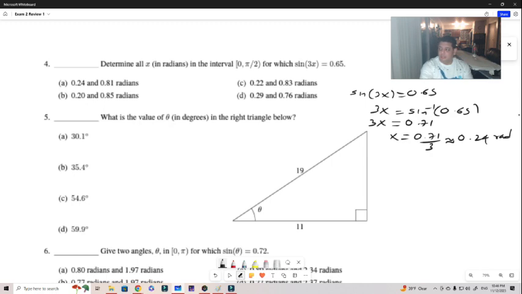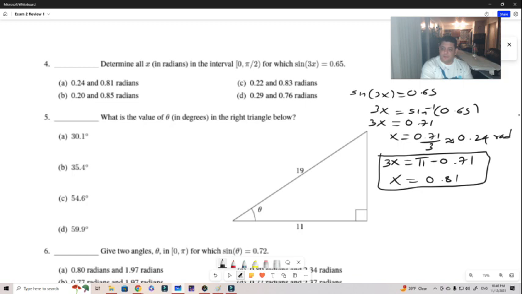But we can take another angle. Since we got that 3x was 0.71, we can also do the second angle being pi minus 0.71. And so this will mean that having 3x being this quantity, x is going to be pi minus 0.71 divided by 3, and so that will be 0.81. So this will be my second angle.